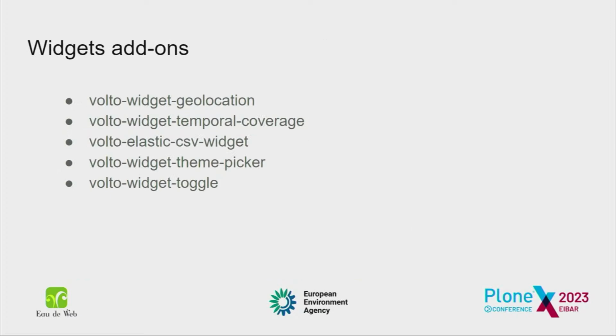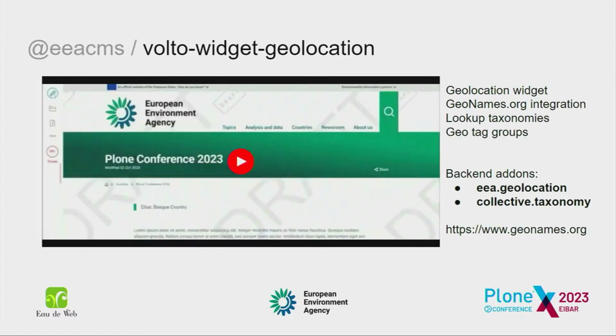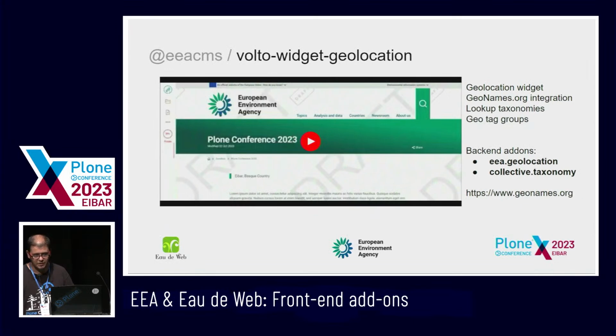Okay, this is a bunch of widget add-ons for geolocation, for time coverage, also an Elastic connector, a theme picker, and a replacement for checkboxes. Okay, Volto widget geolocation. This is an enhancement to the, let's say, location widget. It is integrated with the geonames.org database, which includes a lot of geographical entities from cities, villages, rivers, whatever.